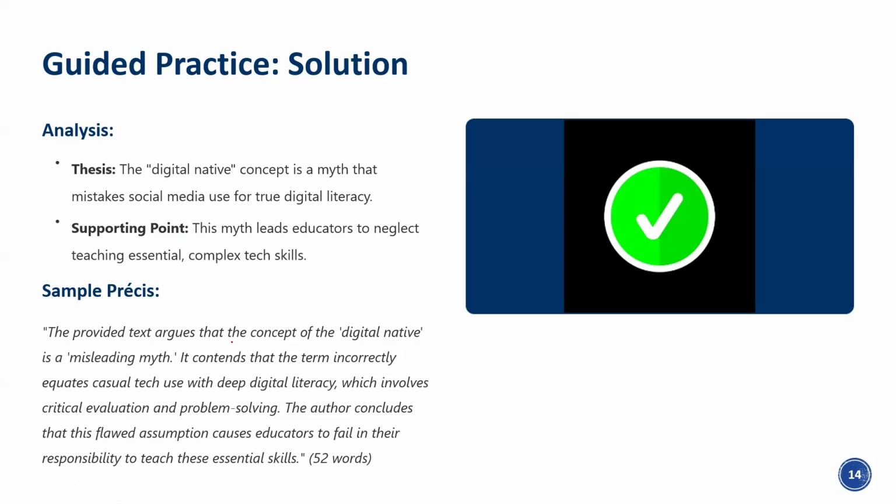The provided text argues that the concept of the digital native is a misleading myth. You can also use that the author wanted to argue that, or the author argues that the concept of the digital native is a misleading myth. It contends the term incorrectly equates casual tech use with deep digital literacy, which involves critical evaluation and problem solving. The author concludes that this flawed assumption causes educators to fail in the responsibility to teach these essential skills. So they think that, okay, they are digital natives, so we do not need to teach them digital literacy, but they do not understand what true digital literacy means.